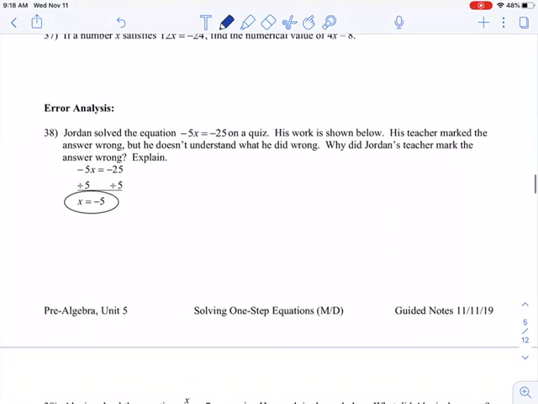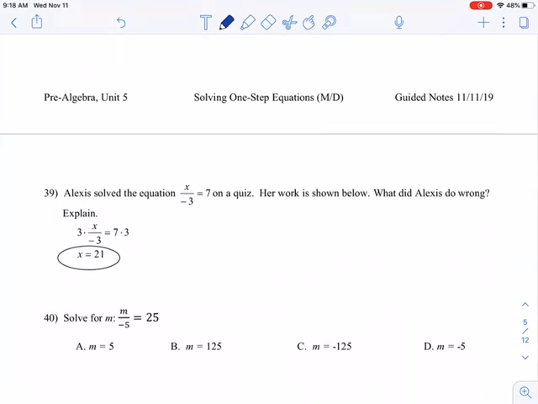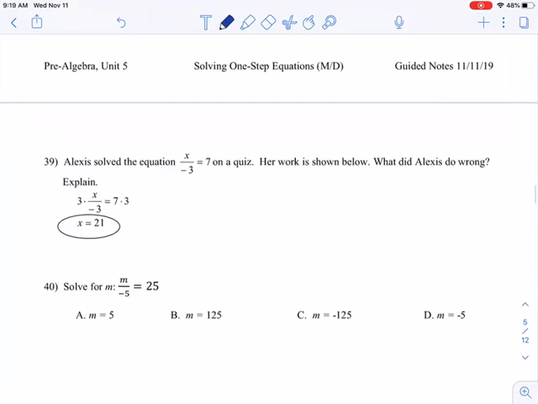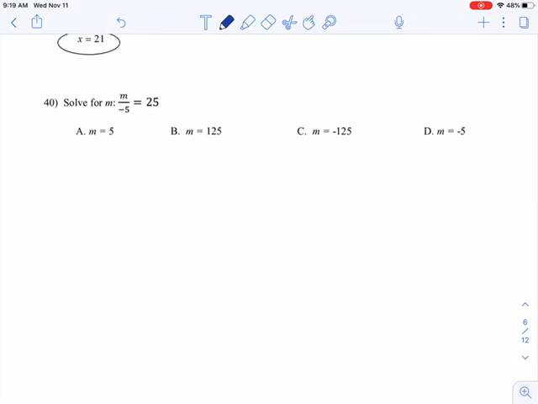Okay, and then at the bottom there's an error analysis. Why did Jordan's teacher mark the answer wrong? So go ahead and work through that and explain why you picked what you did. Same with 39. What did Alexis do wrong? And 40 is a multiple choice for you.